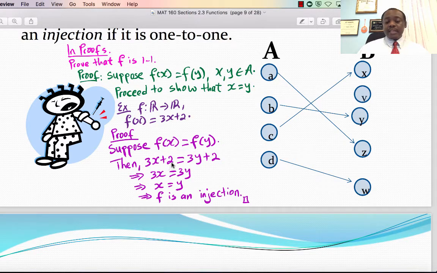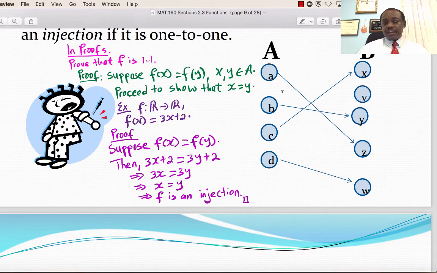Again, adding the additive inverse of 2 on both sides. In elementary school, we say subtract 2 from both sides, but actually what we're doing is adding the additive inverse on both sides, which is negative 2, where we end up with 3x equals 3y. And we multiply both sides from the left with the multiplicative inverse of 3. In elementary school, we say we divide both sides by 3. It's okay, I can live with that. We end up with x equals y, and therefore f is an injection.